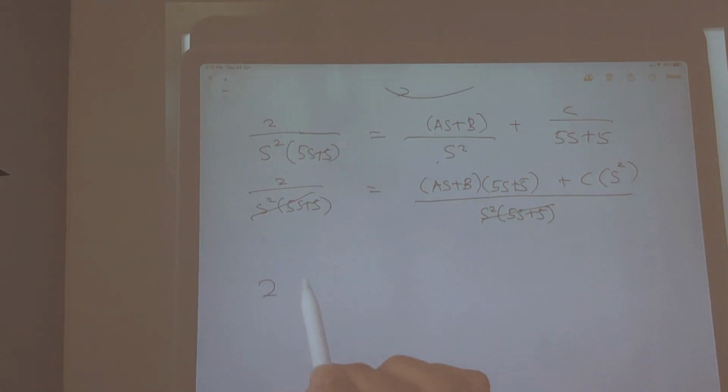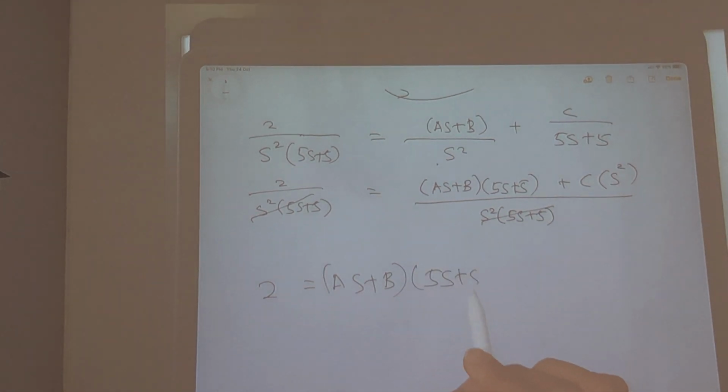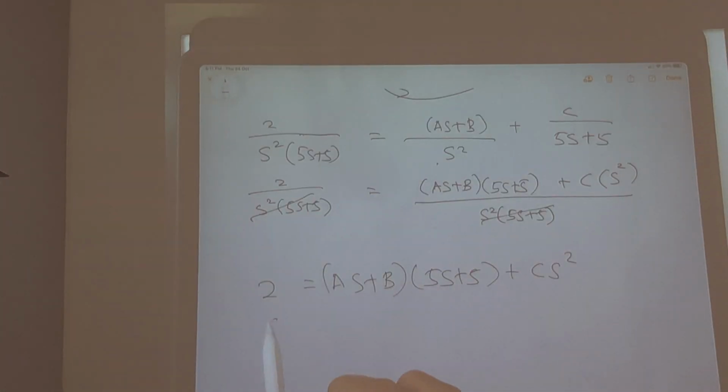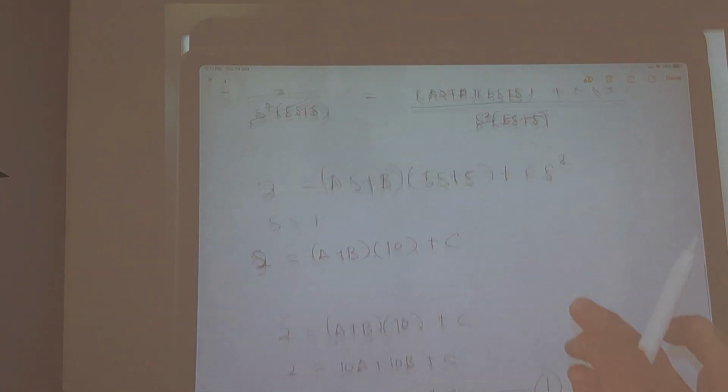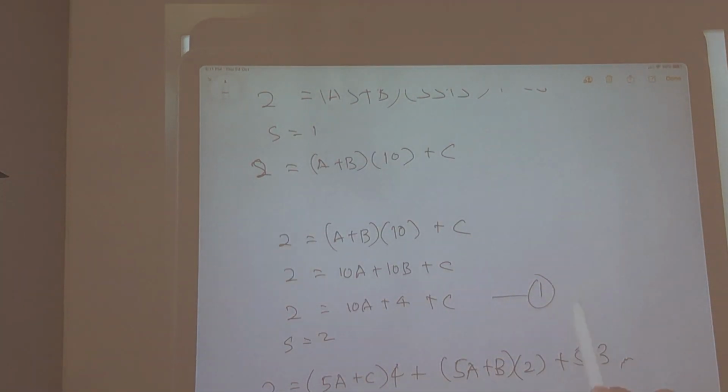So we have 2 equal to As plus B over s power of 2 plus C. This one correct, right? Yes. Then if s equal to 1, I have 2 equal to A plus B, correct? And then 5 plus 5 is 10 plus C. This is equal to this equation, correct?